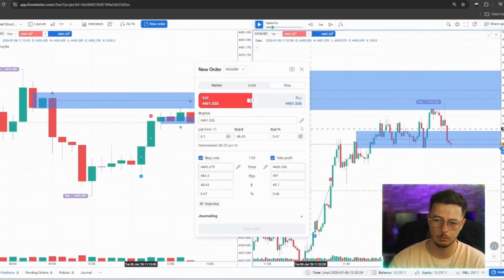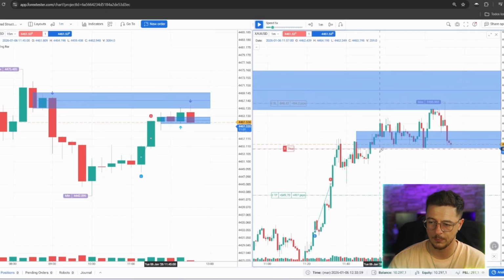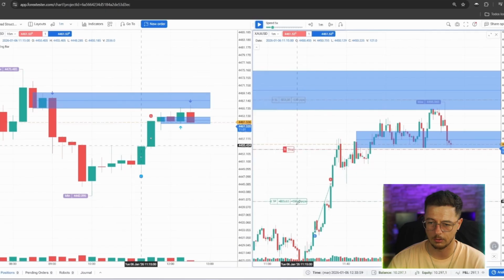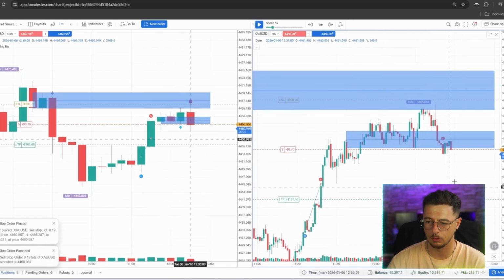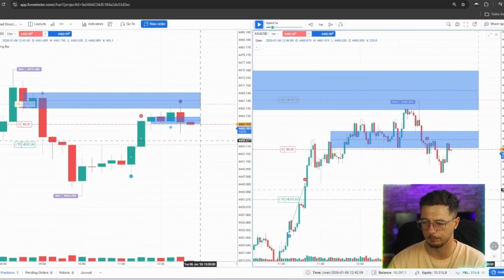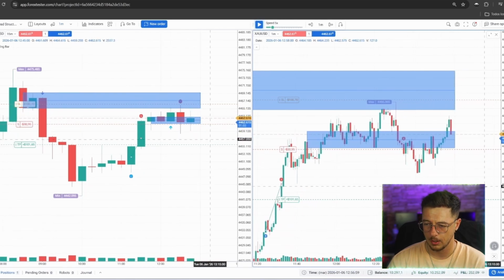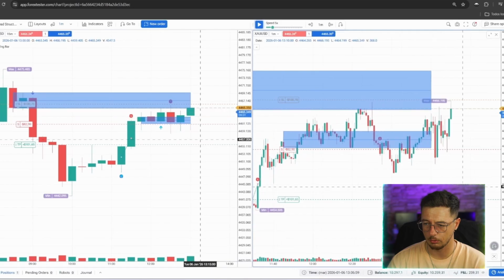Perfect. We'll be entering a sell position right at this position there. And we'll place a stop loss just above this level and the take profit just down here at 1-to-1. There we go. Place the order, and let's see how this one performs. As you can see, it's virtually broken through this level here. So at the end of the day, we don't need to worry too much about it. But it looks like it could go to the stop loss.